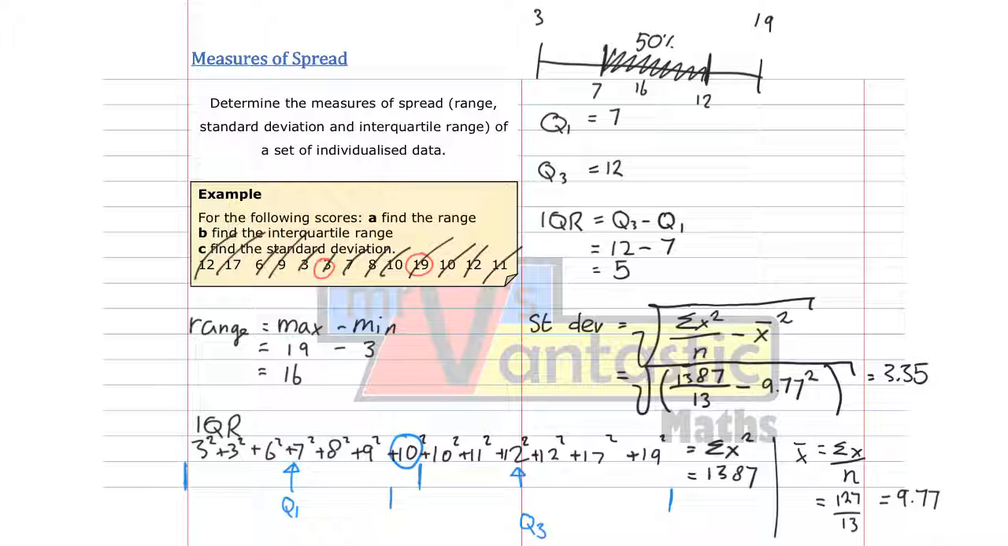So our three measures of spread: our range is 16, our interquartile range is 5, and our standard deviation is 3.35. Fantastic.